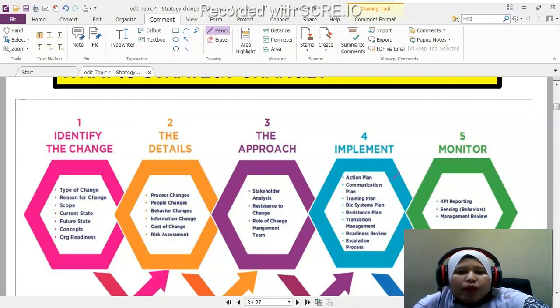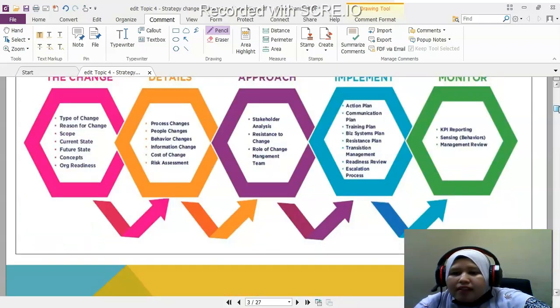After the approach, we will go to the process of implementation: action plan, communication plan, training plan, and so on. Then last but not least is the monitoring process, where we can compare the result before the changes and after the changes. Is there any increase of the performance of the management after the changes? That is the monitoring process.